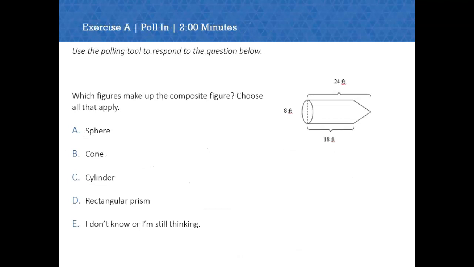All right, so which figures make up the composite figure? So a composite figure is just a figure made out of more than one shape. And so let's take a look. If we look at this shape, we see there's this triangle up here, but it's going to have a circular base to match this circular base. So right here, I see a cylinder, and up here, I see a cone. So we have a cylinder and a cone, and so what we're going to find is that we can find the volume of a composite figure by finding the volume of each individual part.